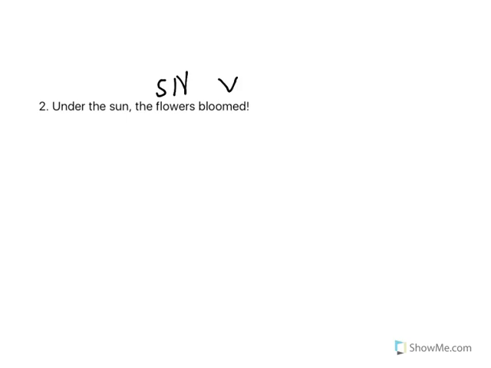Now the sentence purpose. What is the purpose of this sentence? Something is being exclaimed. Sentence purpose is going to be exclamatory. And we can see that because of this exclamation point. It's showing excitement and it's showing feeling about the statement.